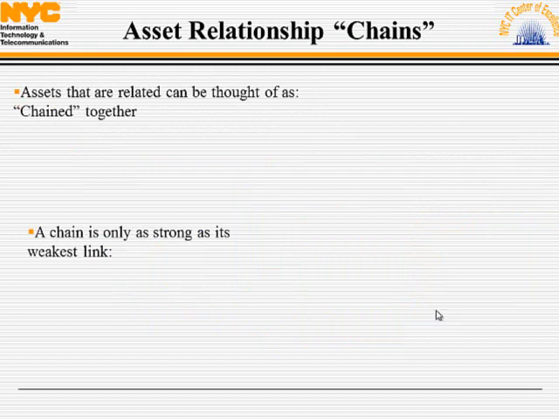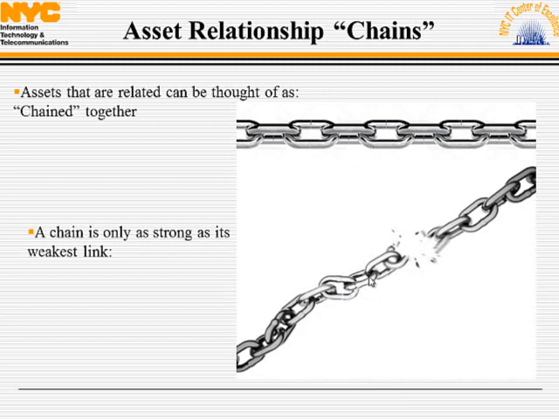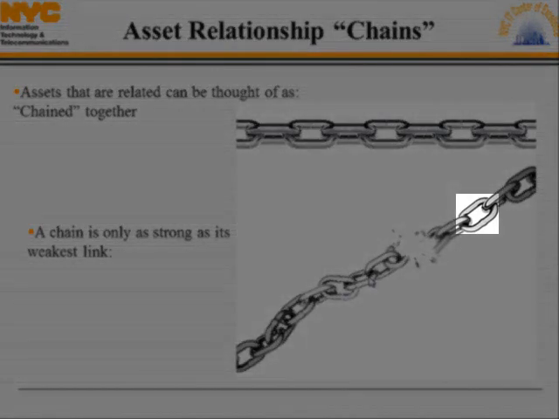Okay, asset relationship chains. Assets that are related together can be thought of as chained together. And there's the old saying, a chain is only as strong as its weakest link. So let's just say this asset here that is represented by this chain link is undergoing a change. So we know the asset is going to be down. The request is submitted and the asset is related, right? So we know that it will be temporarily down.